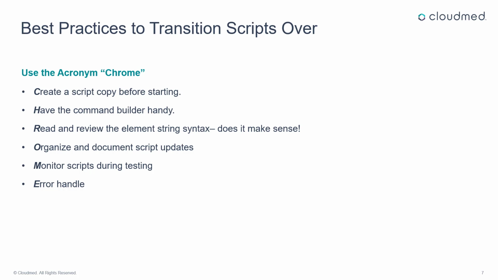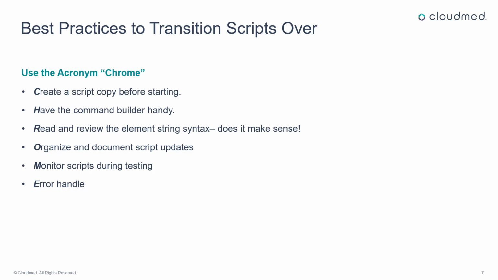M is for monitoring your scripts during the testing phase. You do want to step through the command lines one at a time and make sure that they are selecting all of the correct elements, especially if you're working with something that went from IE to Chrome. You just want to make sure you're stepping through all of those element strings.